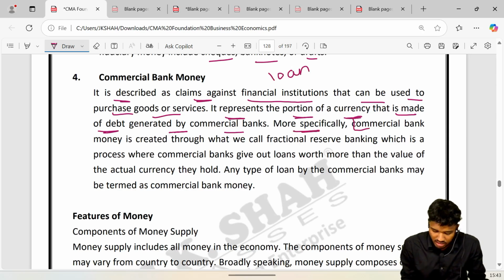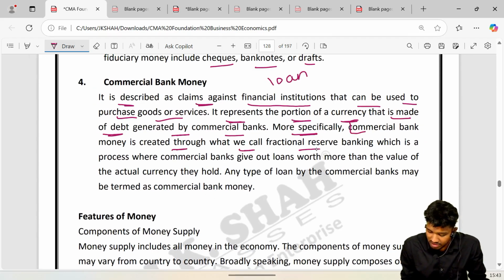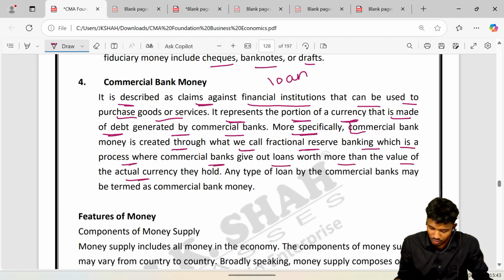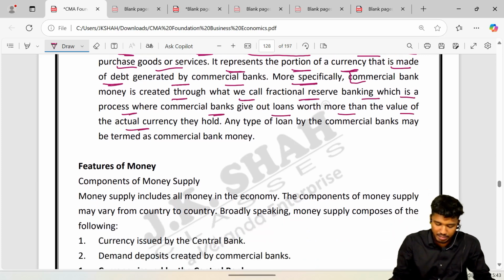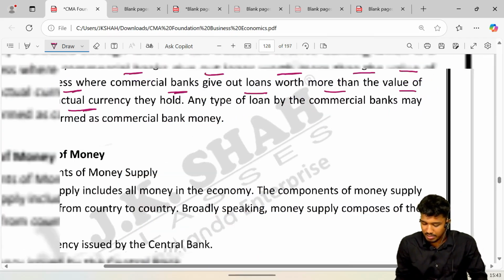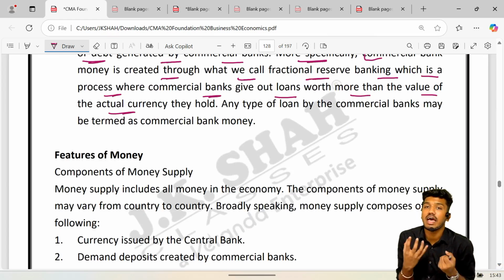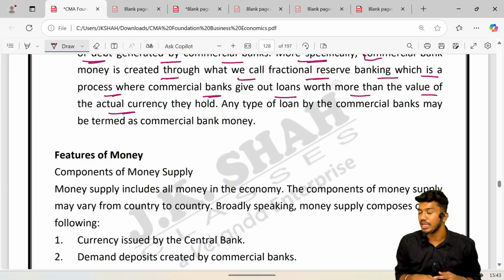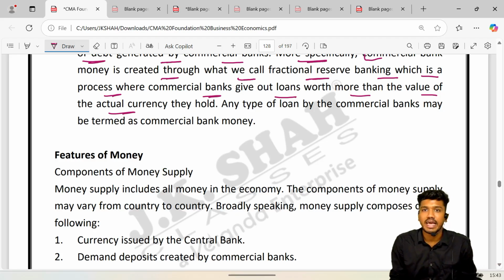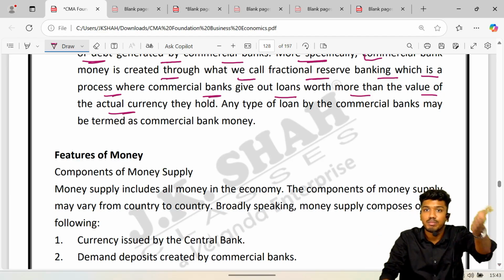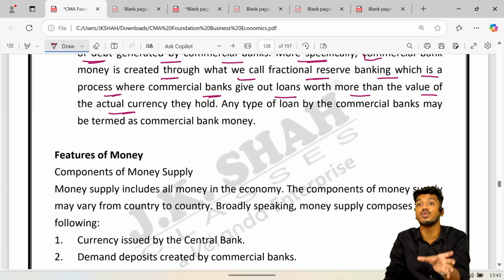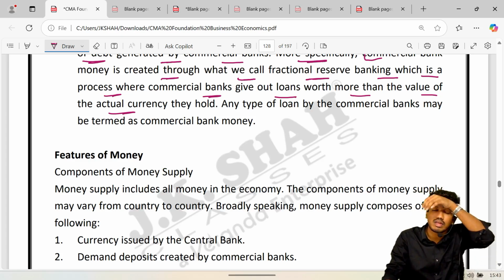More specifically, commercial bank money is created through what we call fractional reserve banking, a process where commercial banks give out loans worth more than the value of the actual currency they hold. Any type of loan by the commercial bank may be termed commercial bank money. Let's say, for example, I am in heavy need of money, and I went to the bank and said, in my bank account there is only 2,000 rupees, but I want to purchase a good car. So for that I require some money. Now the commercial bank gave me some money. That money is basically commercial bank money. It is in the form of a loan. So any type of loan is termed commercial bank money.